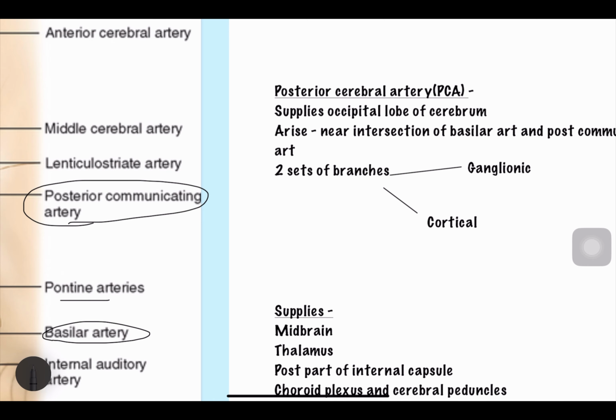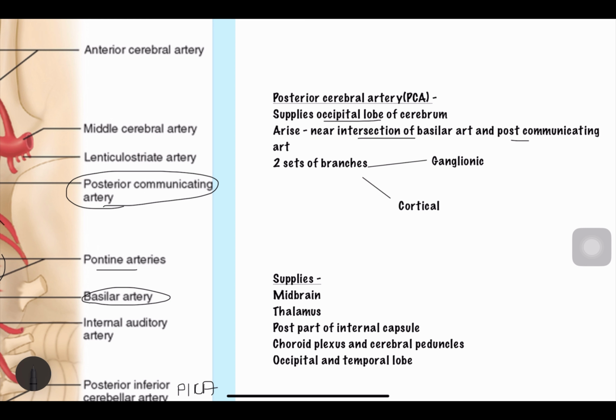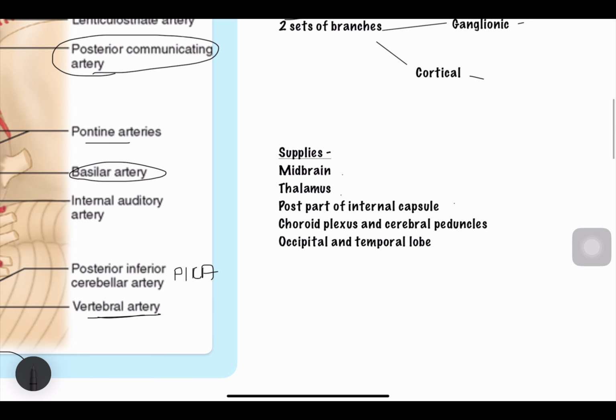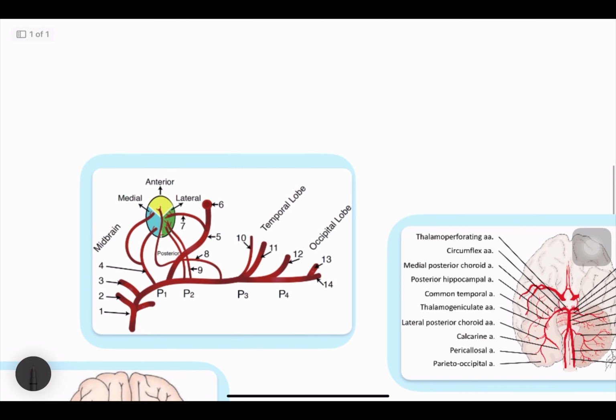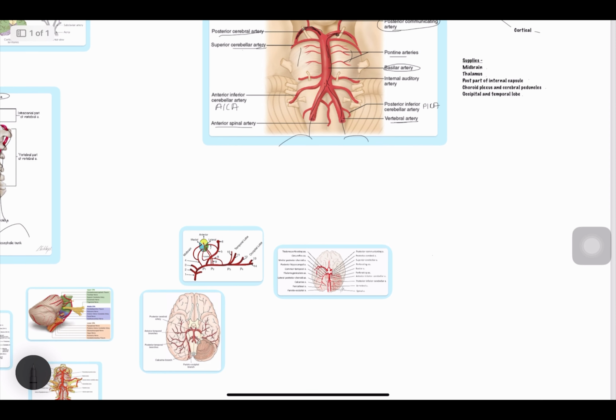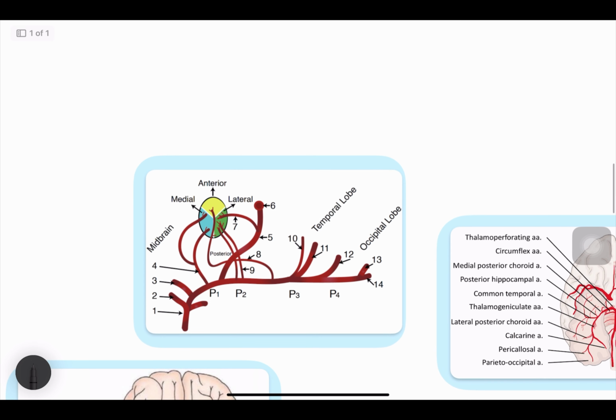So the posterior cerebral artery supplies the occipital lobe of the cerebrum, and it arises near the intersection of the basilar and the posterior communicating artery. It gives off branches which are the ganglionic and cortical, and supplies the midbrain, thalamus, internal capsule, choroid plexus, cerebral peduncle, occipital and temporal lobe. So in this picture we can see the posterior cerebral artery supplying the regions of the midbrain, medial, anterior and lateral parts of the thalamus, temporal lobe and occipital lobe.